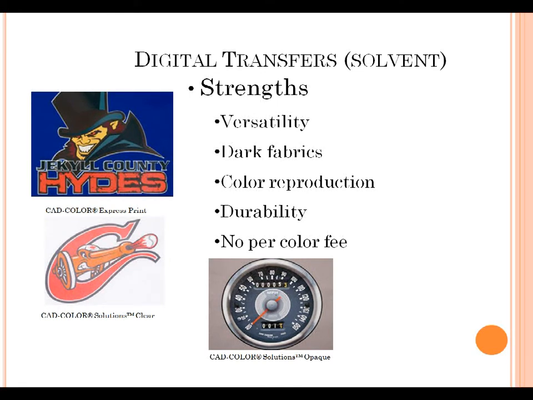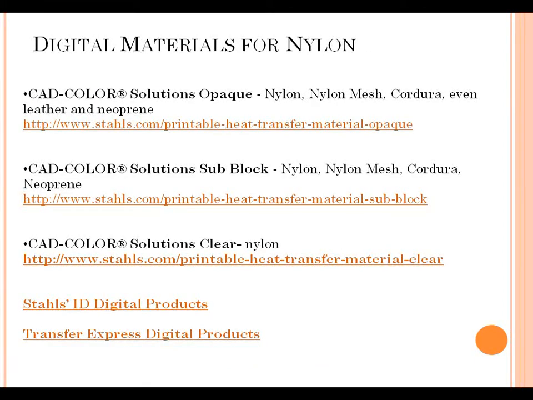So here are just some examples of the digital transfer solutions. Out of the digital transfer materials we have available, the one that you would be able to use for nylon would be opaque. The opaque is for dark fabrics. In addition to polyester, polycotton blends, and nylon mesh, which I also have listed, there's Cordura, leather, and neoprene. We don't really recommend it for 100% cotton.